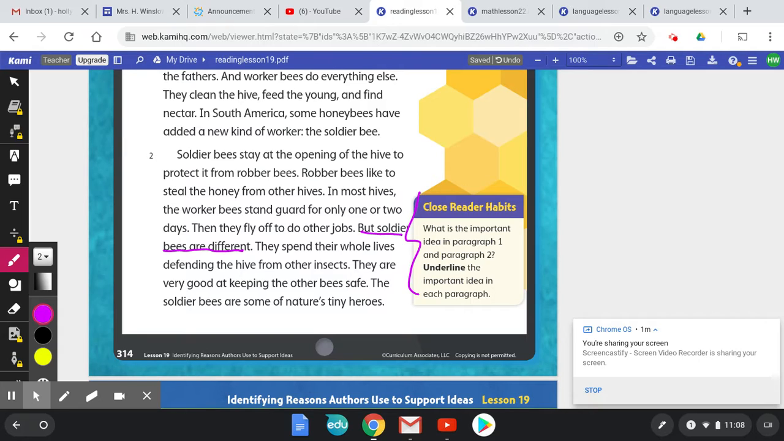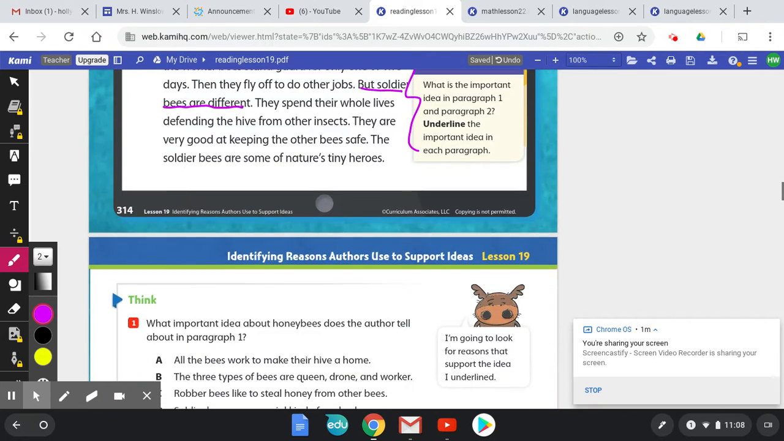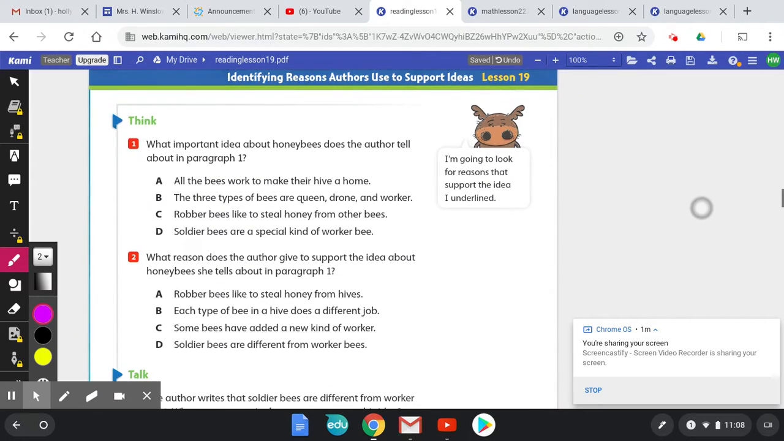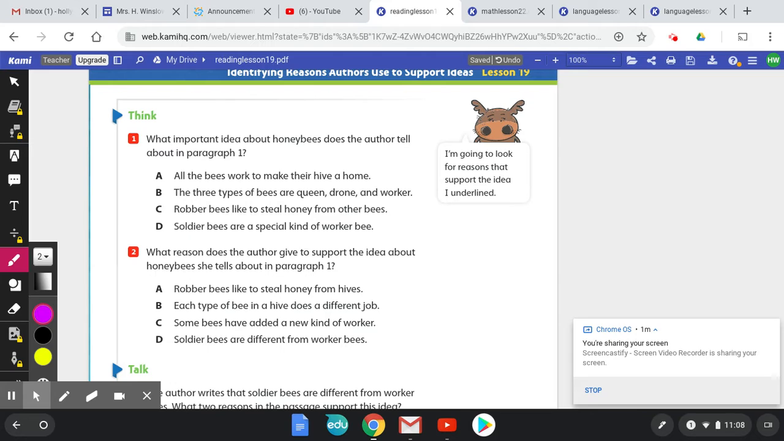All right, so now that we've got the important idea for each paragraph, let's look at our questions on the next page. So number 1 says, what important idea about honeybees does the author tell about in paragraph 1? Well, that's why we went back to underline them. We wanted to make sure that we understood the idea. And we should be choosing A, that all the bees work to make their hive a home.